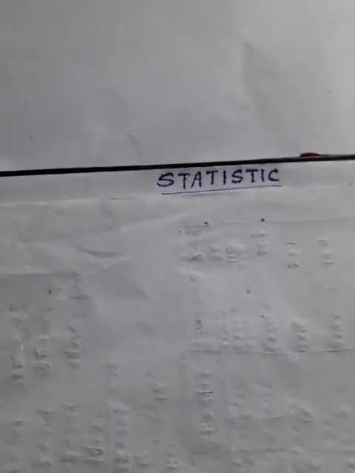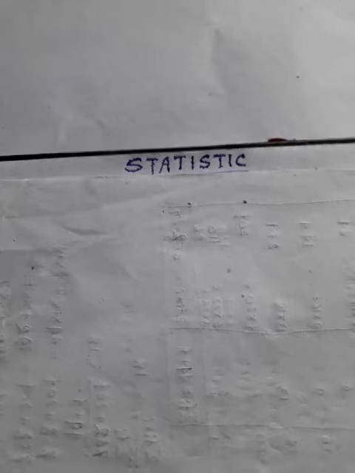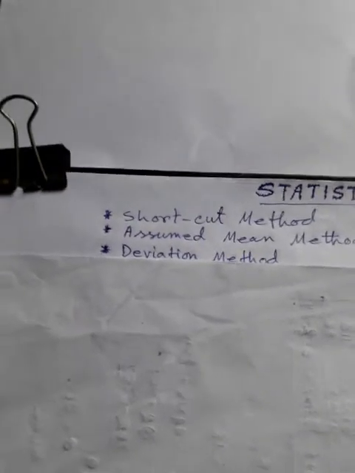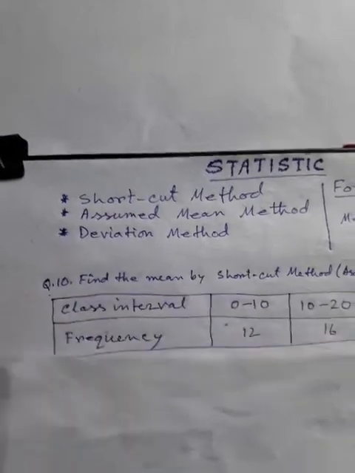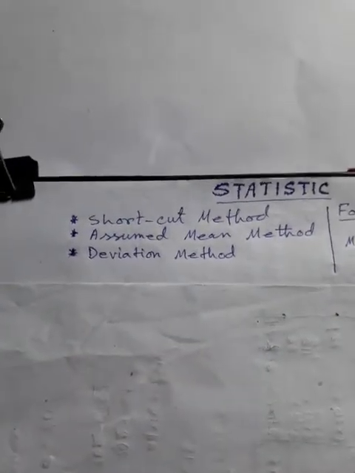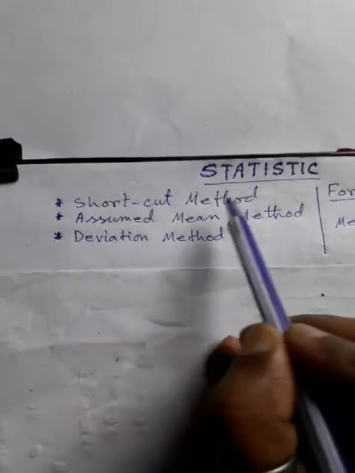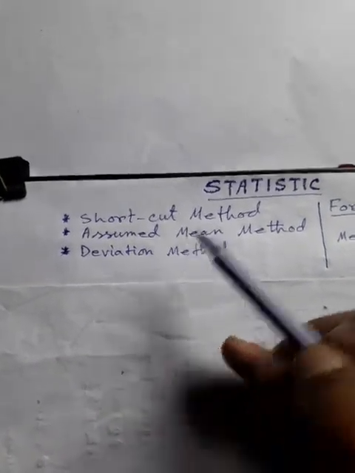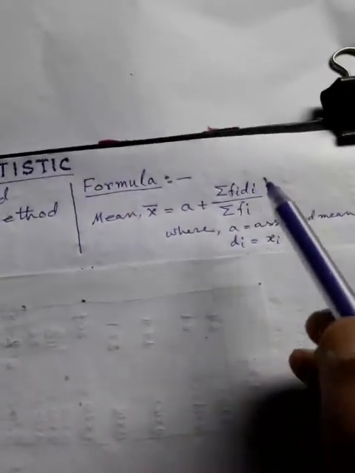I am teaching you today about statistics: shortcut method, or assume mean method, or deviation method. These three have the same formula.